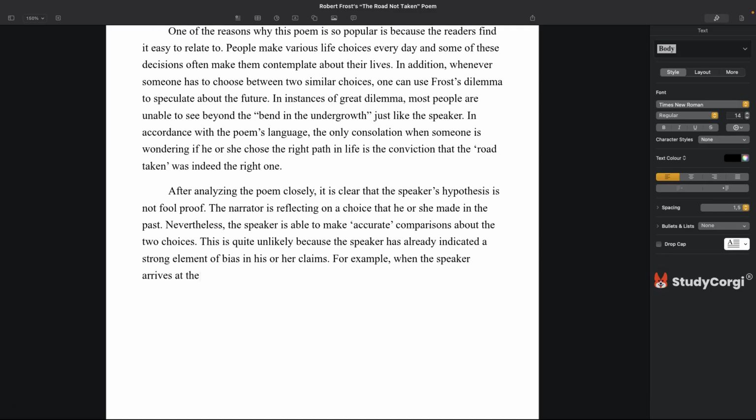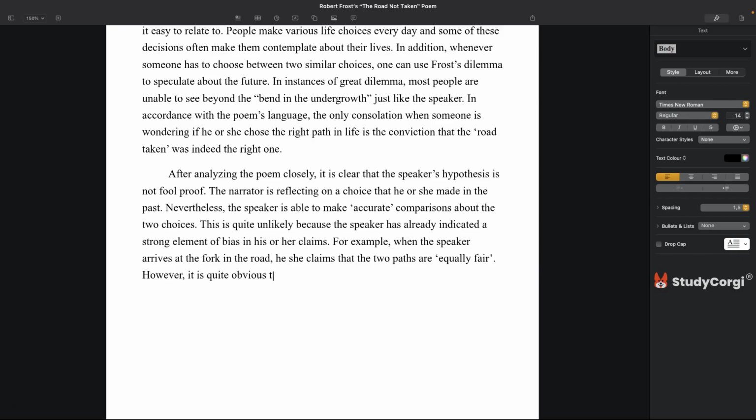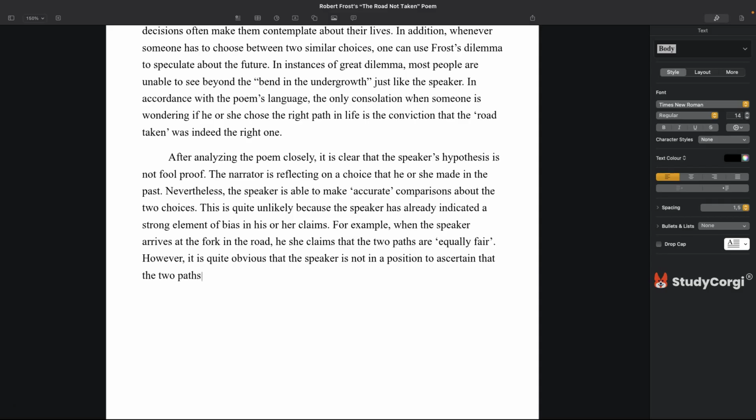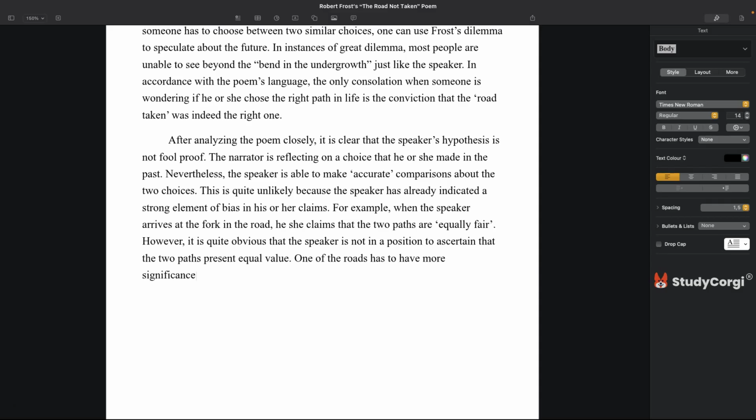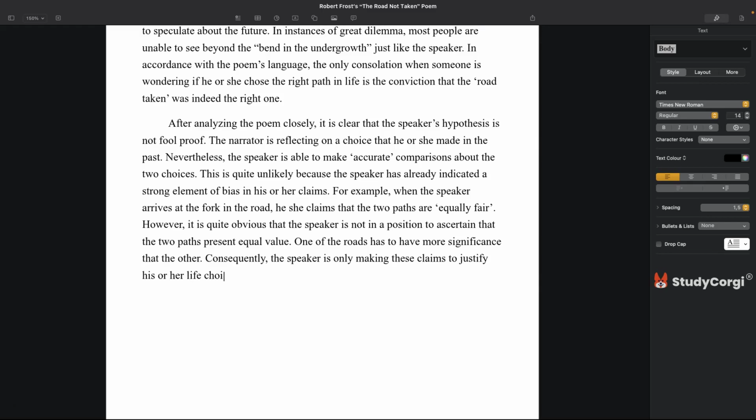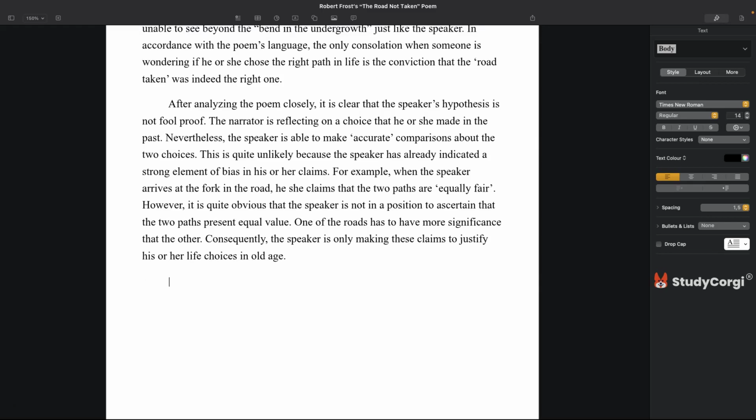For example, when the speaker arrives at the fork in the road, he or she claims that the 2 paths are equally fair. However, it is quite obvious that the speaker is not in a position to ascertain that the 2 paths present equal value. One of the roads has to have more significance than the other. Consequently, the speaker is only making these claims to justify his or her life choices in old age.